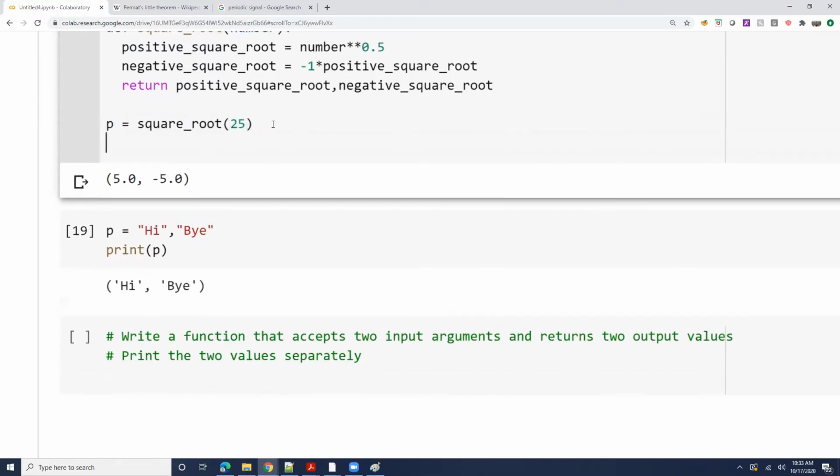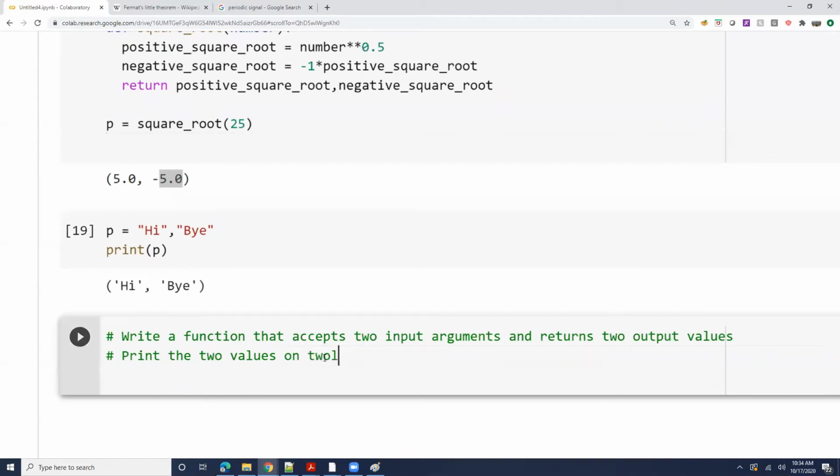So what do I mean by print these two values separately? I want you to print, for example, in my example, I don't want to print the tuple. I want to print the first element and the second element separately, on two different lines. Print the two values on two lines.